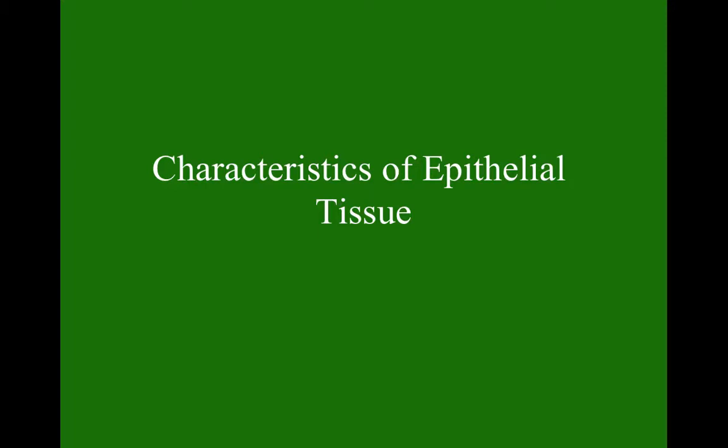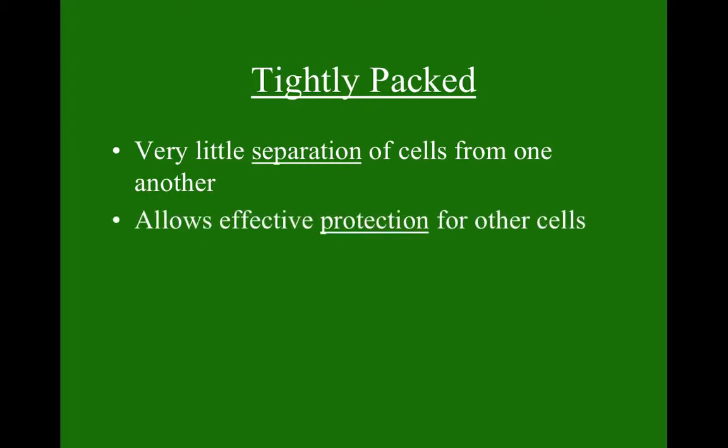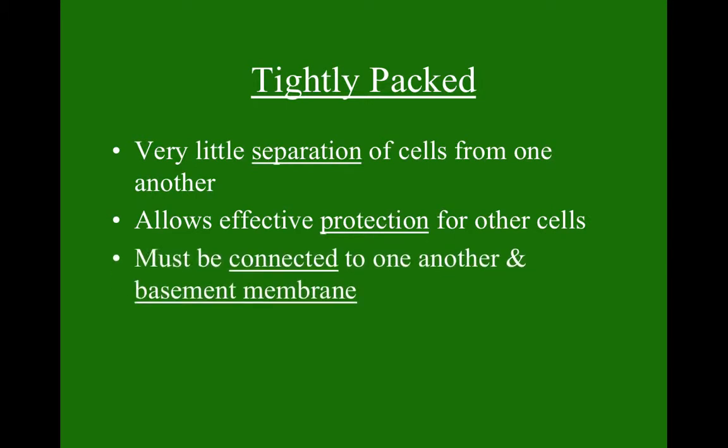So let's take a look at some of their characteristics when we're talking about epithelial tissue. The first one is that they are very tightly packed. In other words, you will see very little separation of the cells from one another. And this allows them to provide effective protection, not only to each other, but the cells that lie beneath them. In order for them to be tightly packed, they have to be connected to one another, as well as to something called the basement membrane, which is basically a grouping of proteins that they attach to.